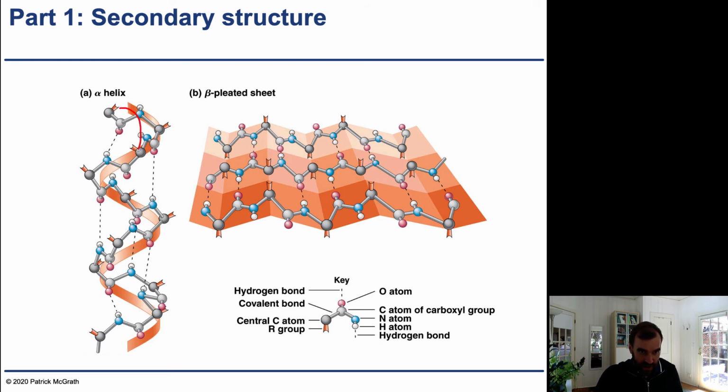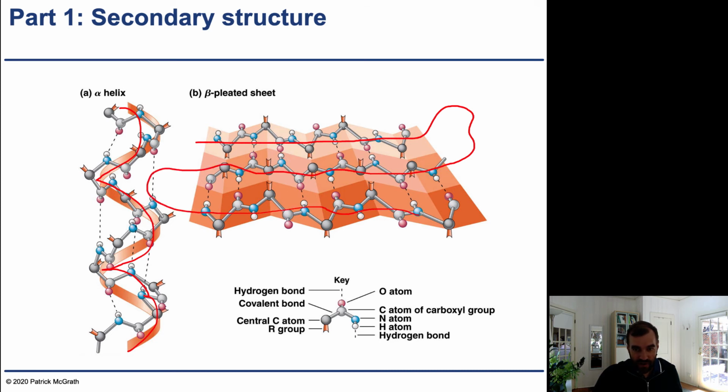It makes this characteristic helical shape, where it goes around and around as it goes down in one direction. A beta pleated sheet, or a beta sheet, is simply what occurs when you have a run of amino acids in a straight line, and then typically they bend back upon themselves in order to come back and interact with each other like this, and then come back and interact with each other like this. So this is secondary structure.